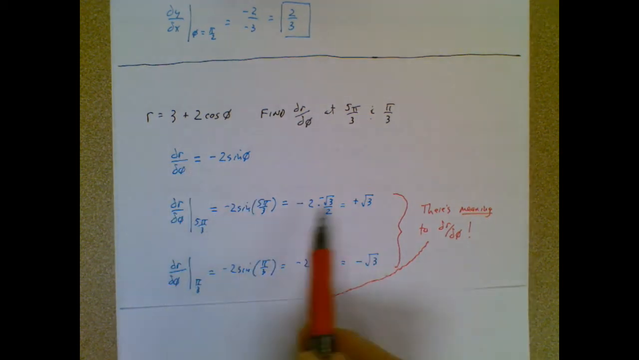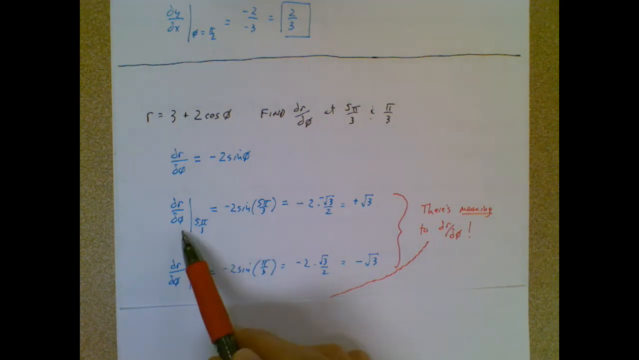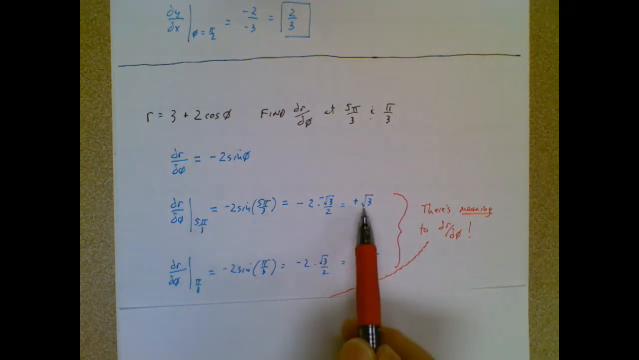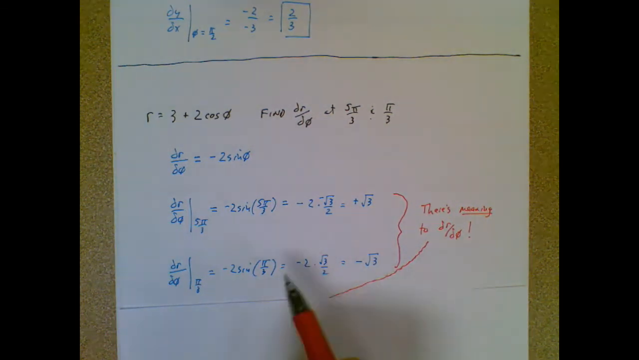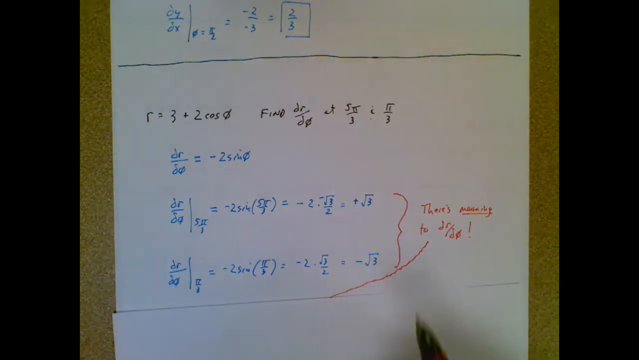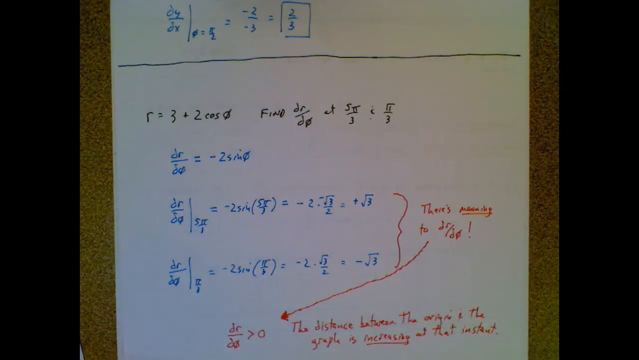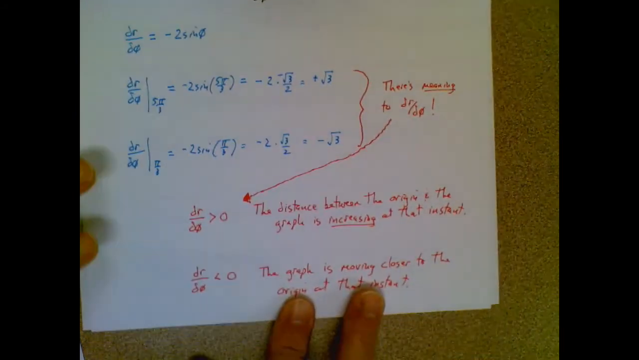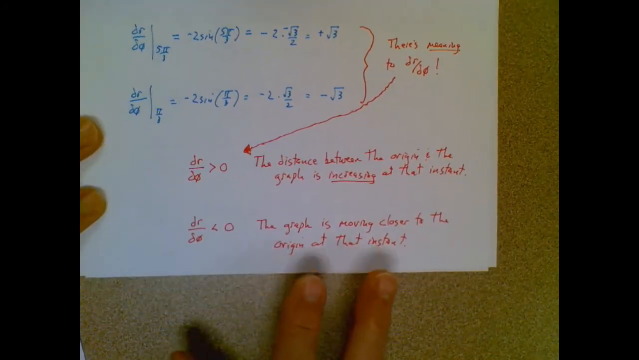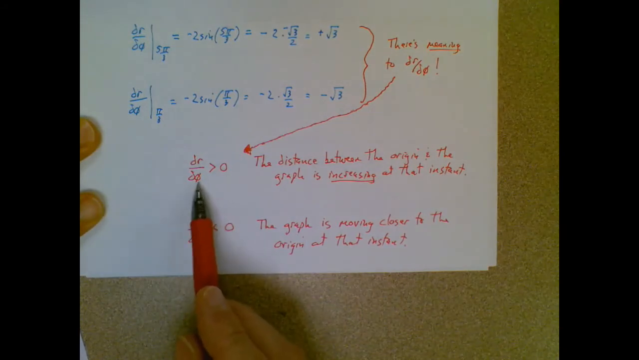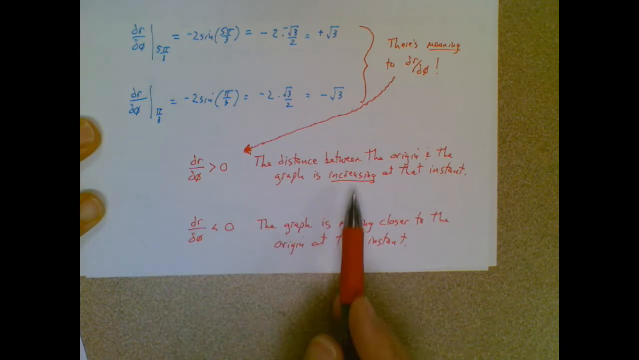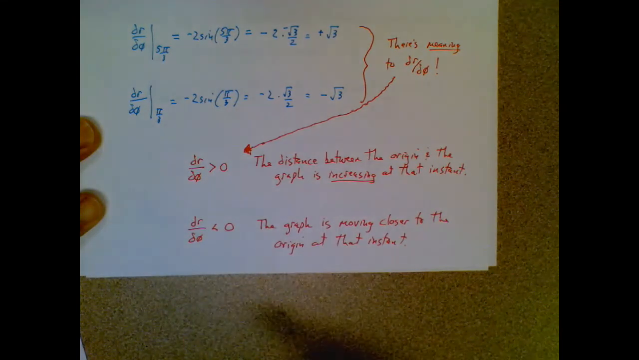dr/d theta at 5 pi over 3 is positive. That makes me believe at that stage in the graph, my radius is lengthening, or better put, my graph is getting further away from the origin. And in this case, my graph is getting closer to the origin. I'm going to show you some official math talk here, and you may want to pause it to digest this. But here's some symbolism, and here's some English meaning. And then we'll show it to you on the calculator.